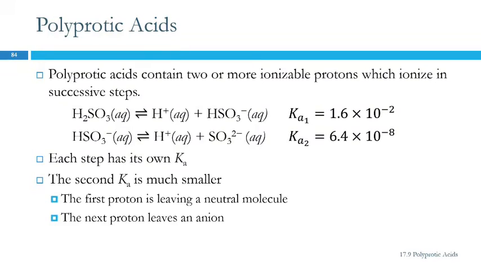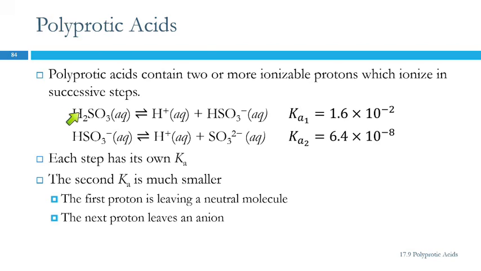We're going to talk about polyprotic acids. Polyprotic acids have 2 or more hydrogens on them. So this is sulfurous acid. It starts with H2. It's a diprotic acid. You can also have 3. So when these ionize, those hydrogens come off one at a time in separate steps.